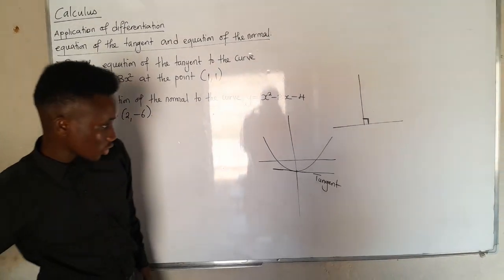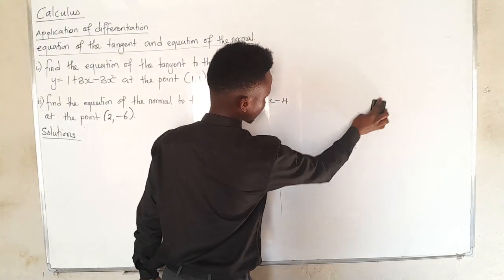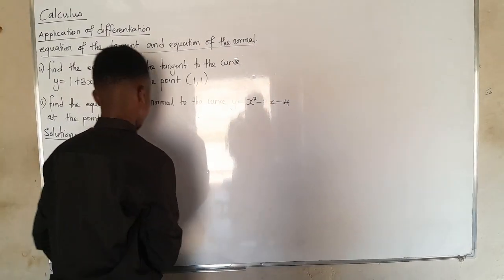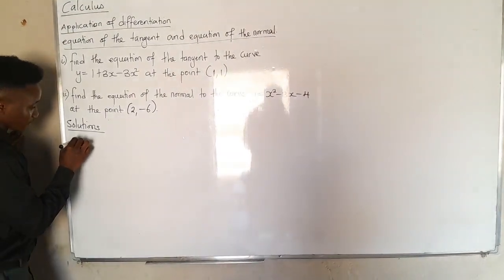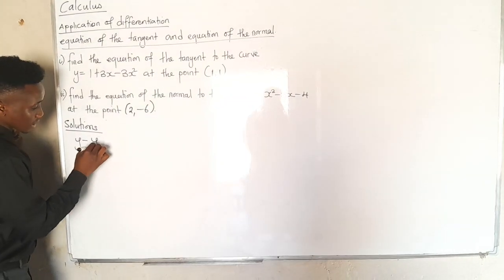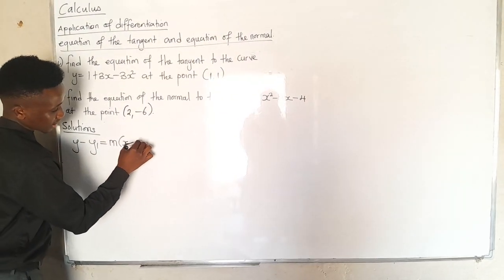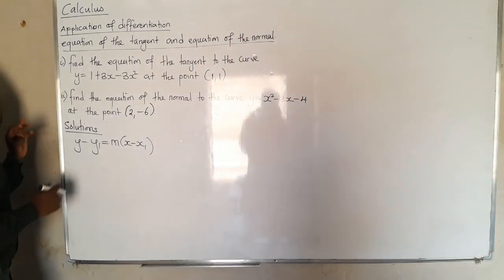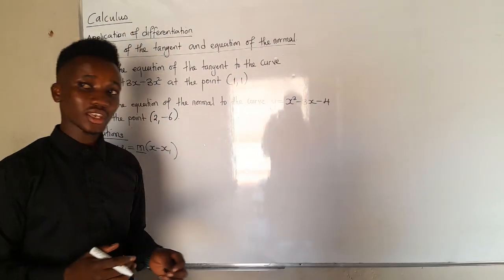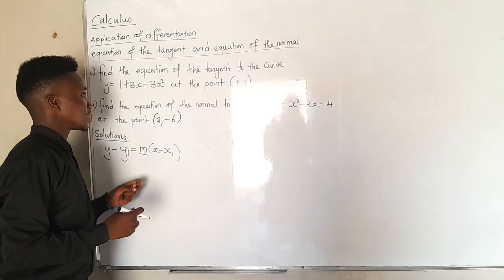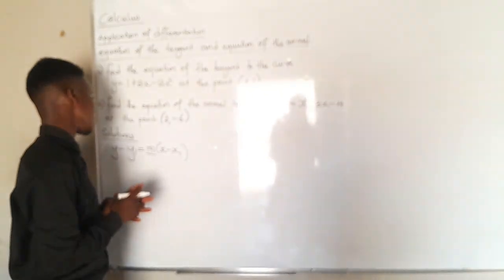So what do we need to know to be able to find the equation of this tangent? This is what we need to know. To find the equation of a line in mathematics, this is the formula we use. We say y minus y1 is equal to m(x minus x1). Let me interpret this for you. This m means gradient. The m just means the gradient. How do you find the gradient? That's what I'm going to show you.